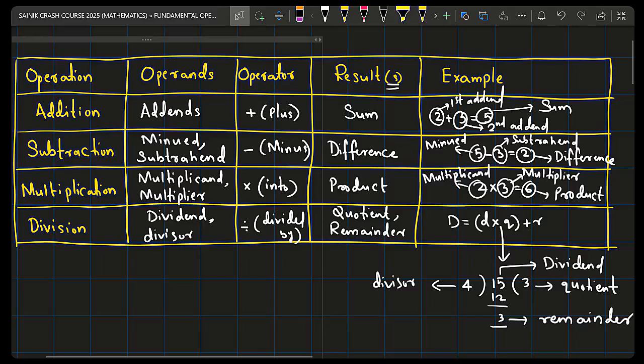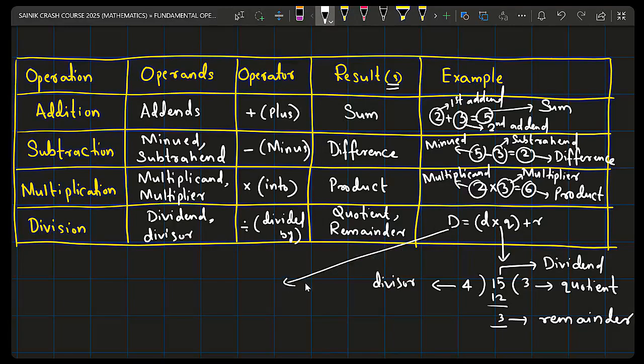Quotient, and 3 is remainder. And what is the relation between the dividend, divisor, quotient and remainder? Dividend is equal to divisor into quotient plus remainder. Okay, let us check whether that is correct or not. I'm checking this division formula, whether this is correct or not.